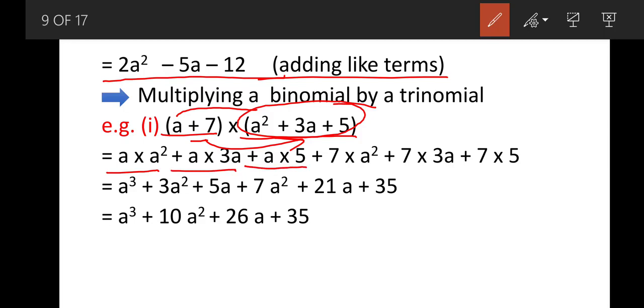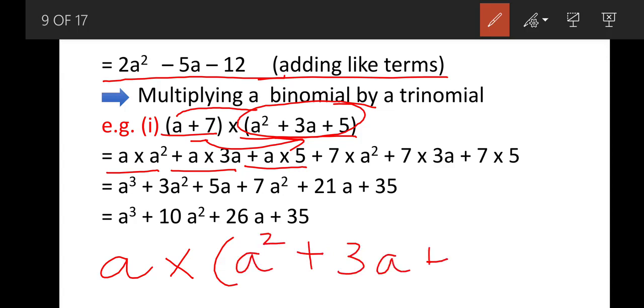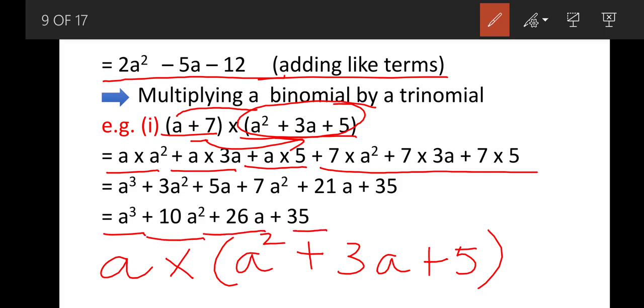What I have done? A is to be multiplied by every term of the second expression. So I have written it like this: A multiplied by A square plus 3A plus 5. And then 7 is to be multiplied by every term of the second expression. Now after solving the like terms, you will get the answer as A cube plus 10A square plus 26A plus 35. Here what you are getting? A cube plus 3A square plus 5A plus 7A square after multiplying the terms plus 21A plus 35.